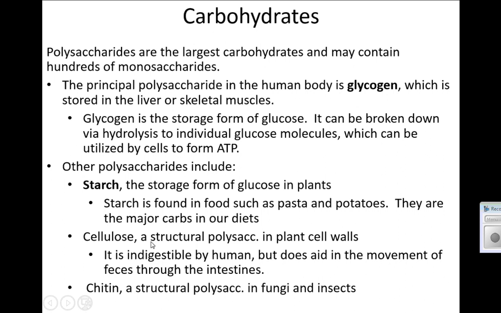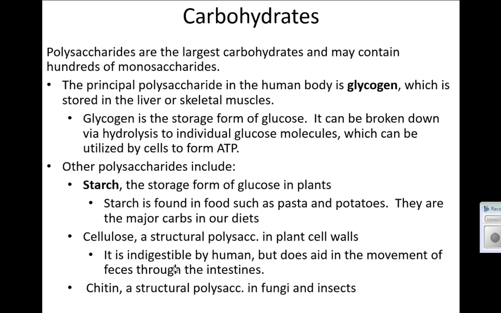Cellulose is a structural polysaccharide in plant cell walls. It gives good strength. It is indigestible, which means that we can't break it down, which means it goes right back out the same way it came in. Corn is something that's really full of cellulose. If you've ever eaten corn and defecated it out, it comes out the exact same way it came in.